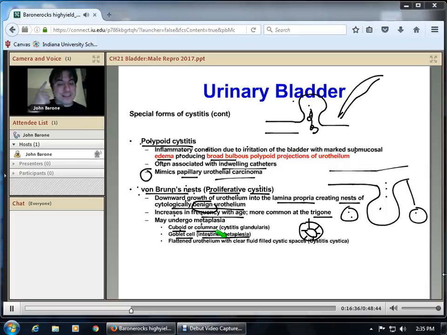So we have two things now. When I see a lot of intestinal metaplasia get adenocarcinoma, or if you see a mass in the bladder dome, that's a urachal remnant that turned to adenocarcinoma. Okay, so two adenocarcinomas you better know.